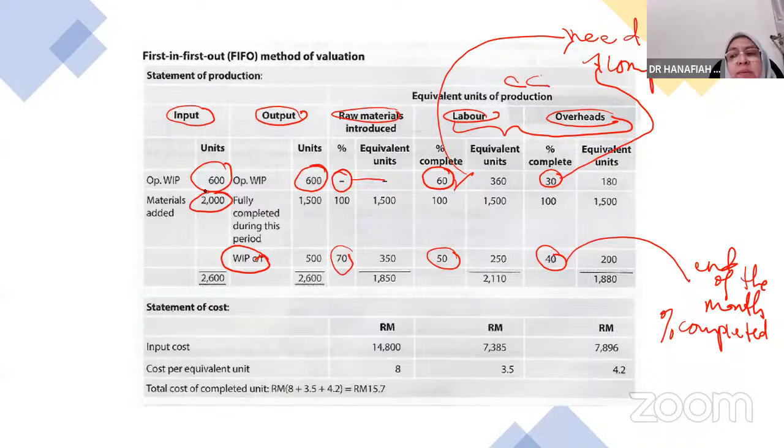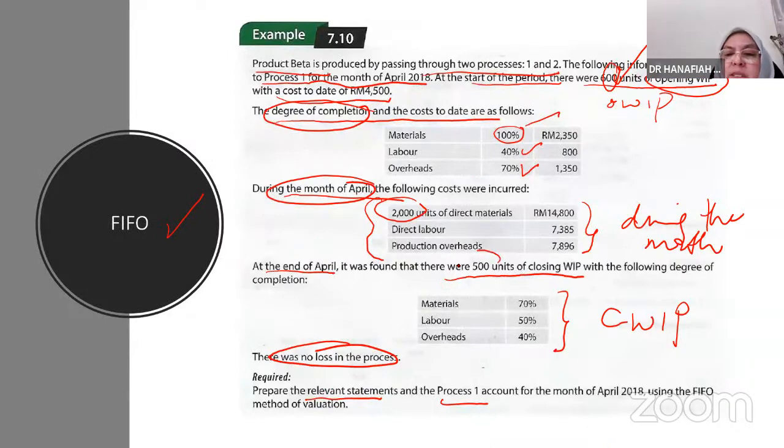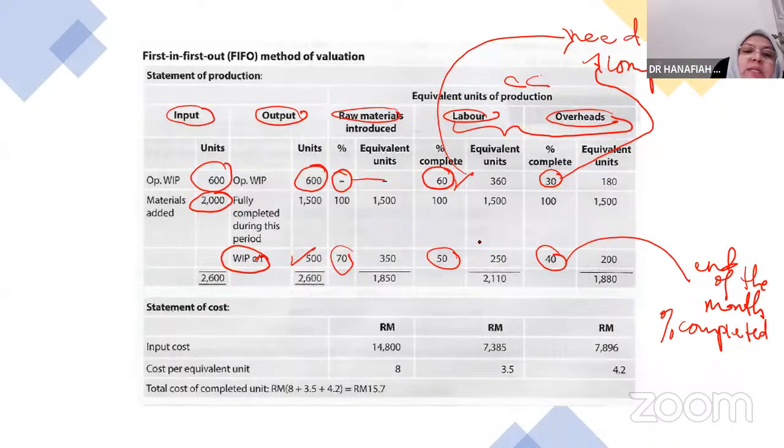Since the work in progress is 500, and we use the FIFO method as our method, therefore the first 600 is from the previous month, and the 2,000 is now from the new material added. The 500 is not complete. Where do I get this 500? It is mentioned in the question. At the end of the month, that 500 is still work in progress. The job is still in progress.